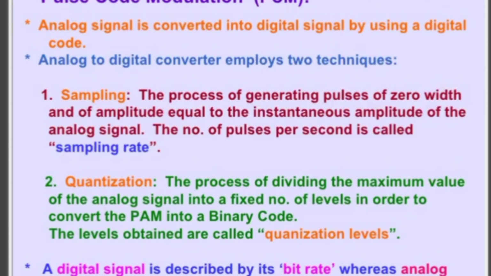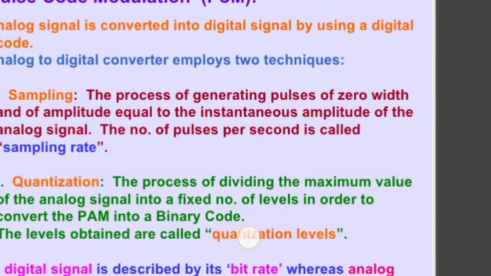A digital signal is described by bit rate, whereas an analog signal is described by frequency range. Bit rate is equal to sampling rate times the number of bits per sample. That is pulse code modulation. Bit rate can be defined as sampling rate times the number of bits per sample.